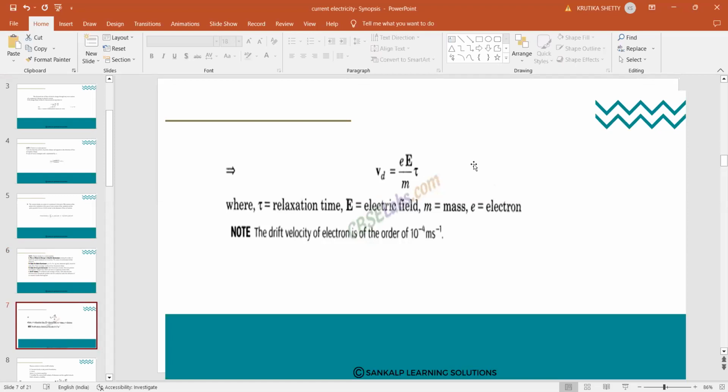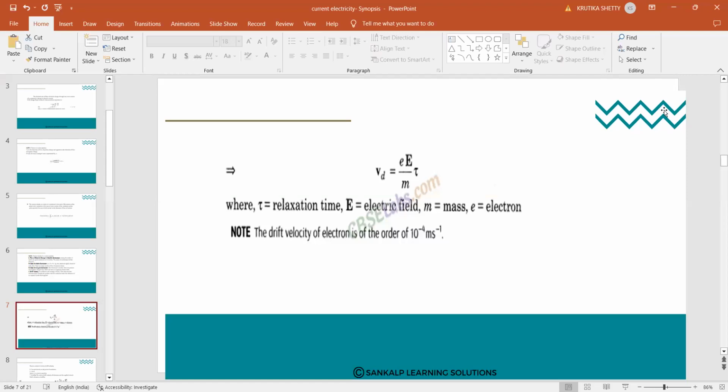Then the next point, the drift velocity is denoted by VD. Denote the formulas as you go, so it becomes easy when solving numericals. Drift velocity VD is equal to eE upon m into tau. Small e is the charge of the electron, capital E is the electric field, m is the mass of the particle, whichever particle is given, and tau is the relaxation time. What is relaxation time? We will discuss. First understand drift velocity and the drift velocity expression.